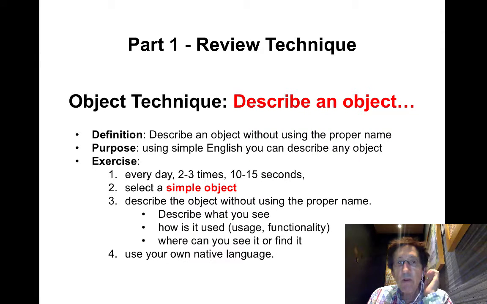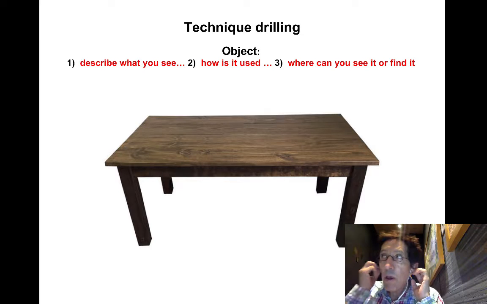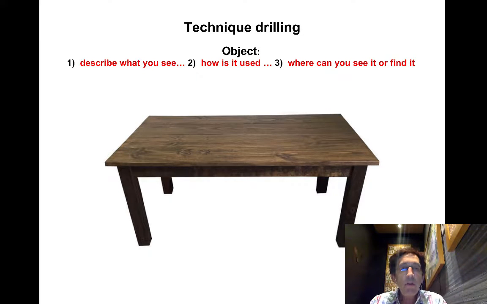Okay, good. Page 3 just re-summarizes what I said about the object technique, describing an object without using the name. So we're going to jump right into the exercises. Go to page 4, and there is an object. What I would like you to do: one, describe what you see, but you cannot use the object name; two, tell me how it's used; and three, where can we find this object? We've done this exercise before, maybe 4 or 5 weeks ago, so it's the same exercise. Just describe it, use simple English, and do not use the object's proper name. All right, go ahead, Red. Take your time and relax into this.